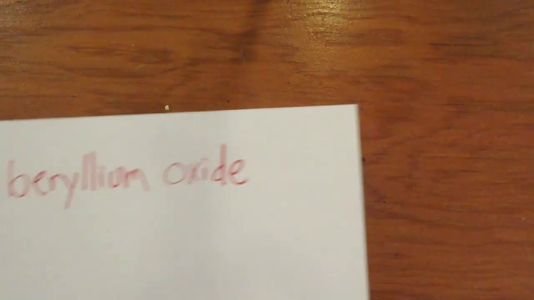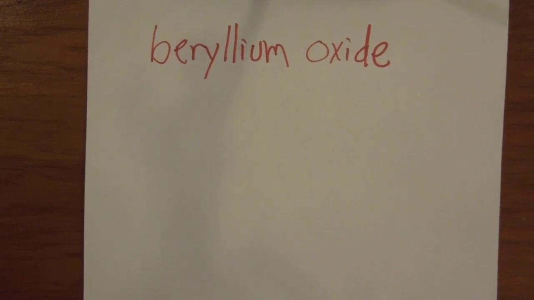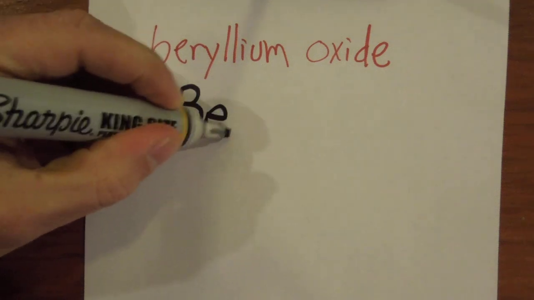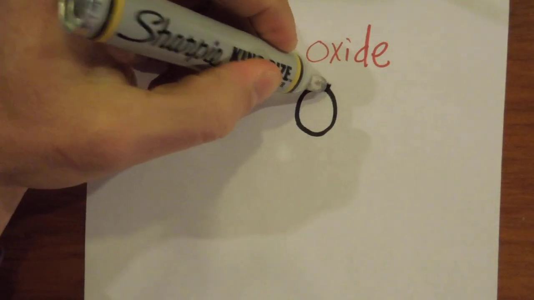Moving right along, let's look at another one. Aha! Here we go. I like this one. This is beryllium oxide. All right, same technique. Let's write down the symbols for beryllium and for oxygen. Beryllium is Be. And then oxide represents oxygen. That would be our good friend O.